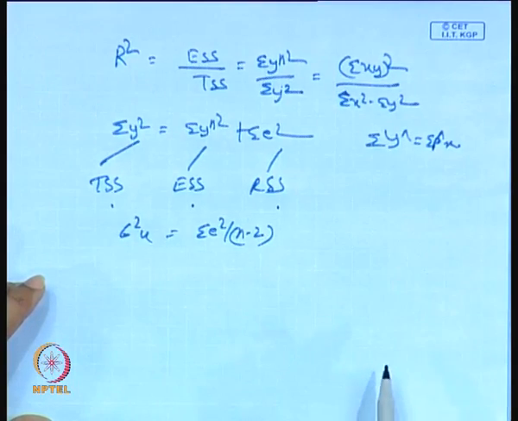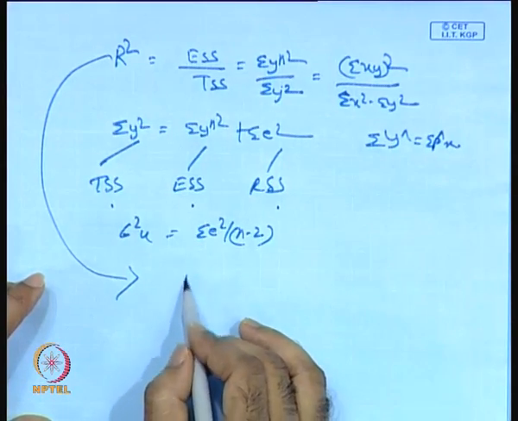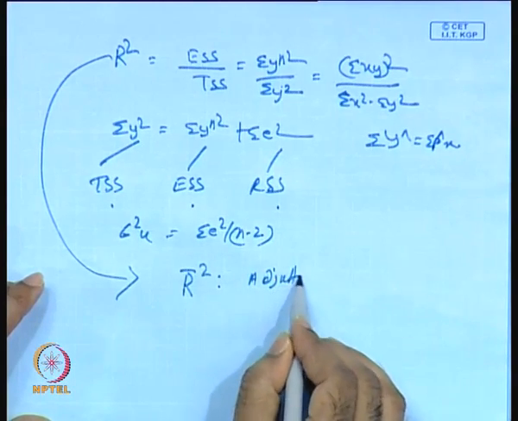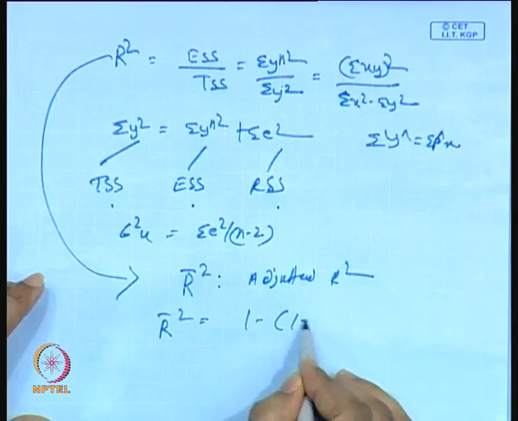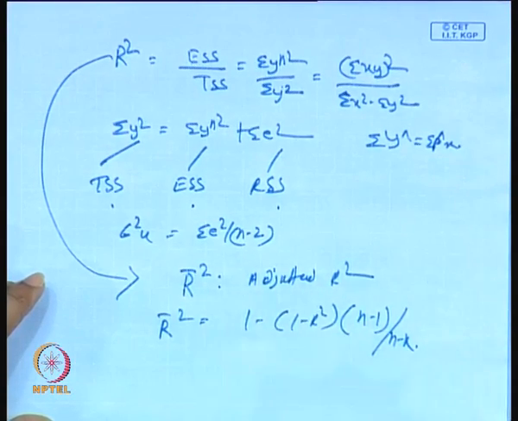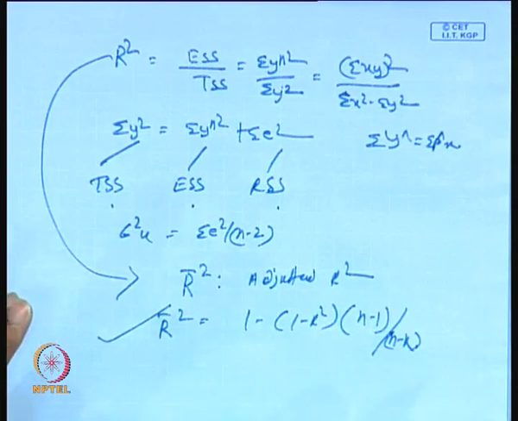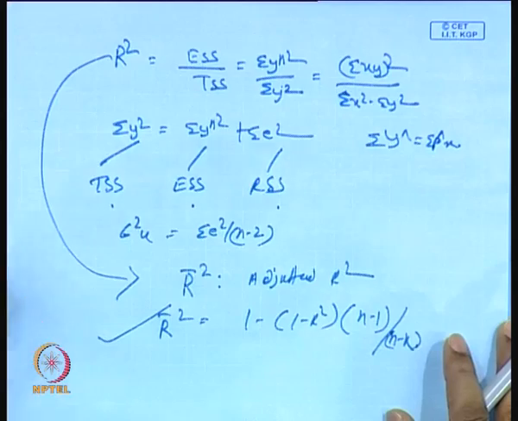Okay. So, now corresponding to R square, we have another reliability factor called adjusted R square. So, adjusted R square is nothing but 1 minus (1 minus R square) into (n minus 1) divided by (n minus k). This particular item is very relevant when we go for multivariate models. But for the time being it is still very important, because it adjusts the degrees of freedom.